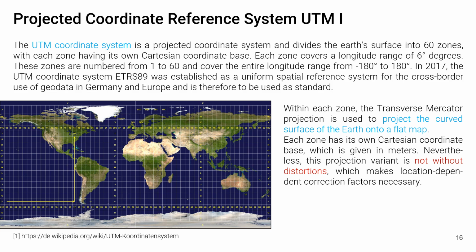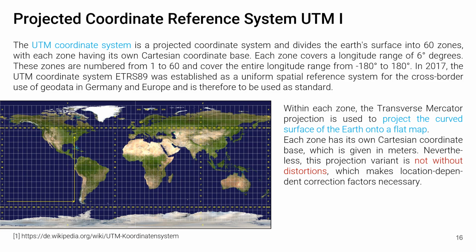Within each zone, the transverse Mercator projection is used to project the curved surface of the Earth onto a flat map. This projection thus flattens the geographic coordinates and minimizes distortions and deformations in the zone, making accurate measurements and calculations possible. Each zone has its own Cartesian coordinate base, which is given in meters. Nevertheless, this projection variant is not without distortions, which makes location-dependent correction factors necessary. The baseline of the zone that intersects the equator is referred to as the false easting and has a value of 500,000 meters. This serves to avoid negative coordinate values.